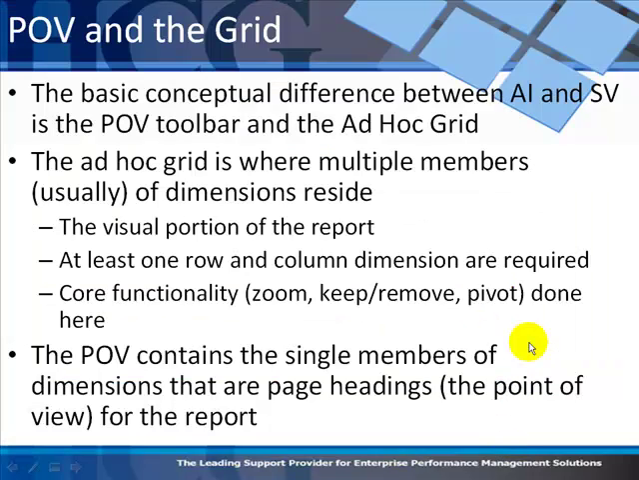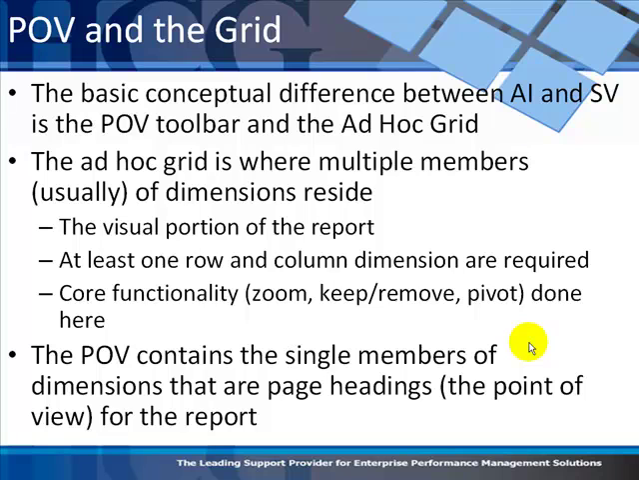So, the basic conceptual difference between an add-in report and a SmartView report is the existence of this point of view toolbar and also what is called the ad hoc grid. The ad hoc grid are the cells within the spreadsheet of the report. And the ad hoc grid is where multiple members of dimensions are intended to reside. Those multiple members of those dimensions will then become row headers and column headers. It's the visual portion of the report.